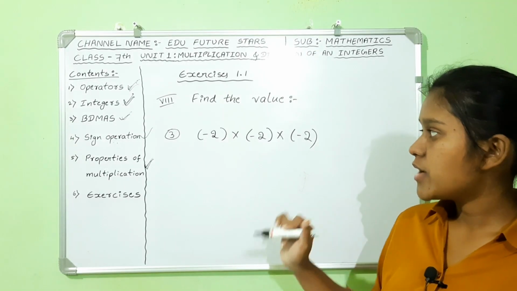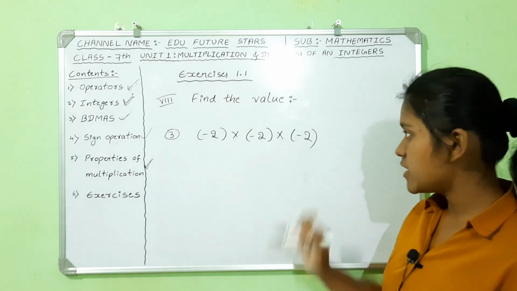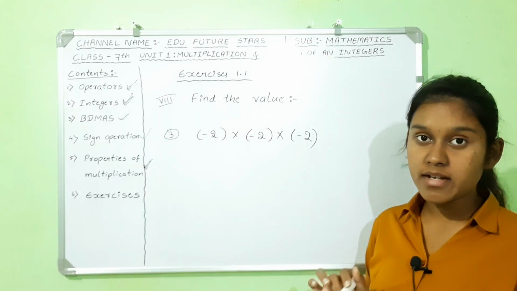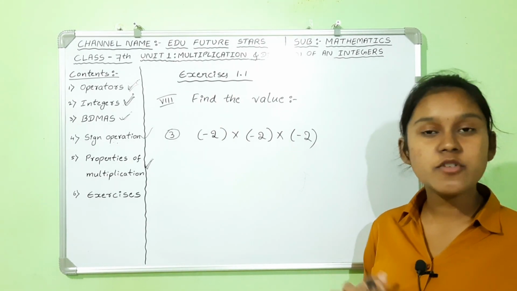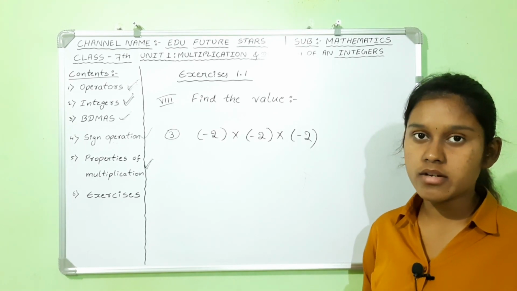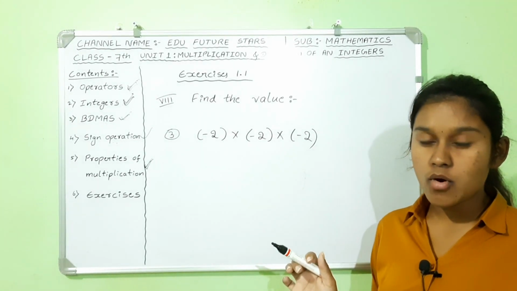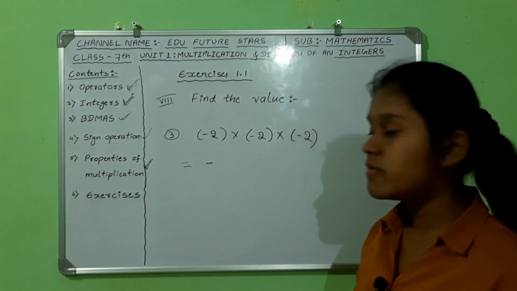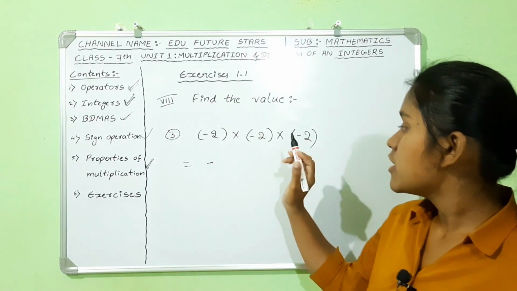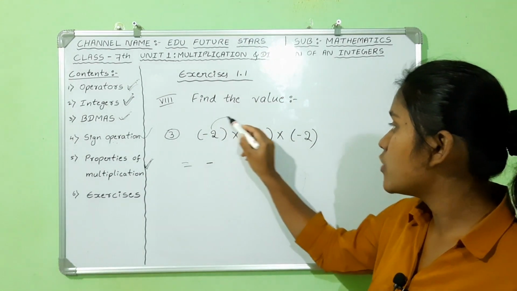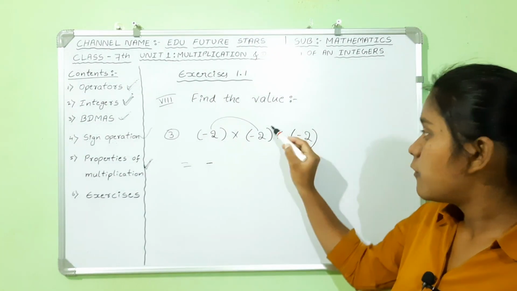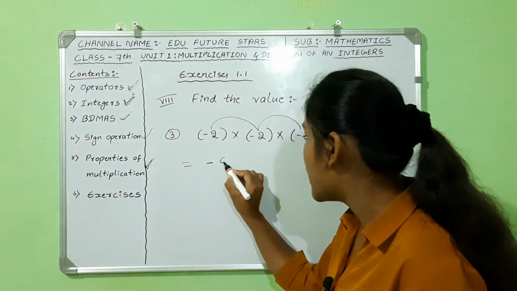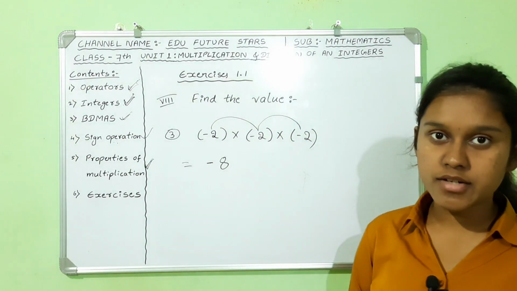Okay, the third question is about minus 2, minus 2 and minus 2 multiplied. So here we have 3 times a negative integer. 3 times a negative integer means the result will come negative. So in the result we will get a negative value. Let me multiply. 2 into 2 is 4. 4 into 2 is again 8. So the answer is negative 8.